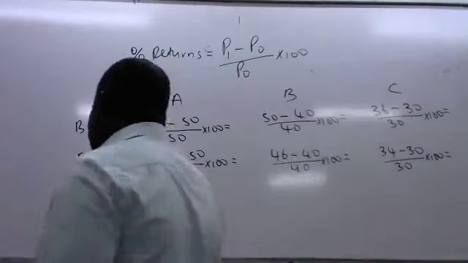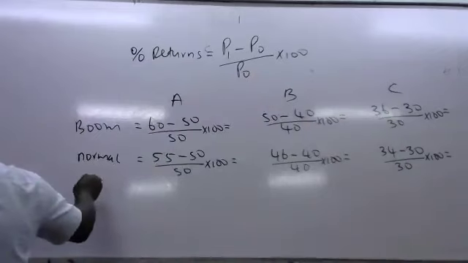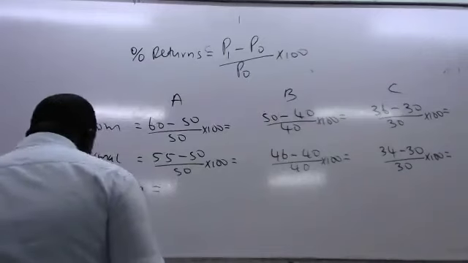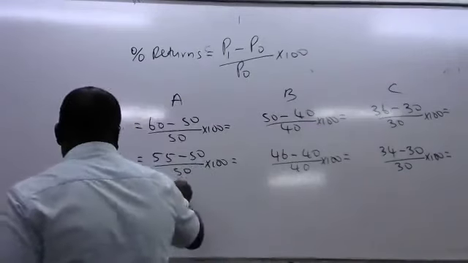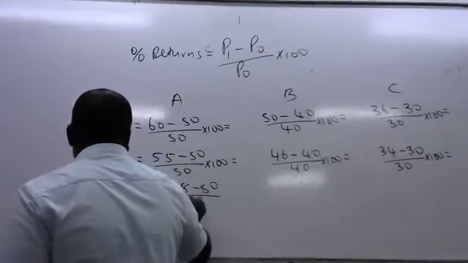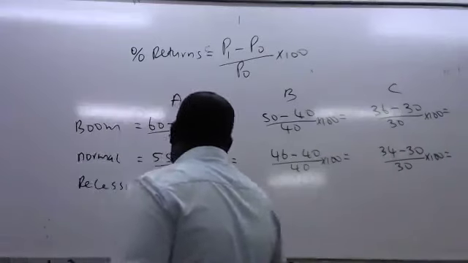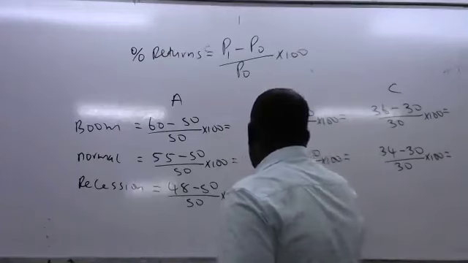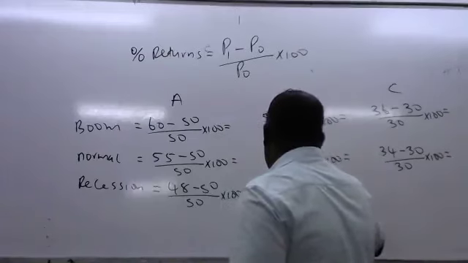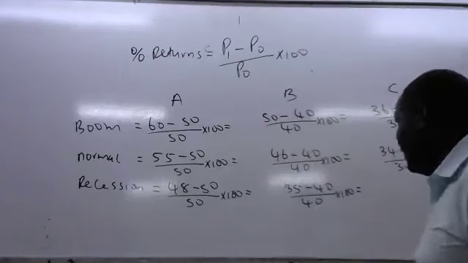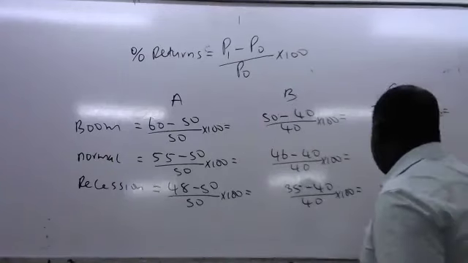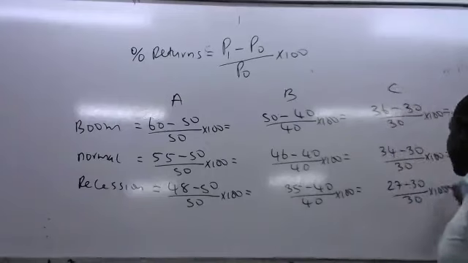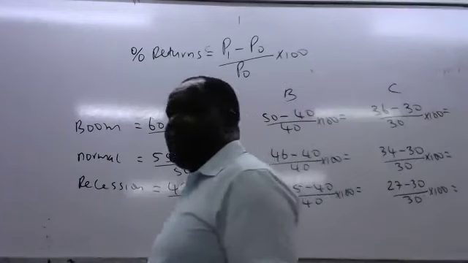The last one is the one for the recession. So for recession, you take 48 minus 50. We also divide by 50. Come up with that. There is also 35, also minus 40, also divide by 40. Then the last one is 27, also minus 30, divide by 30. So you get those terms.